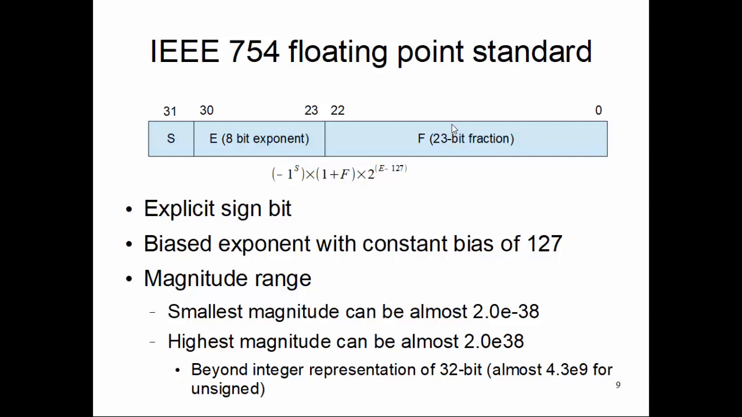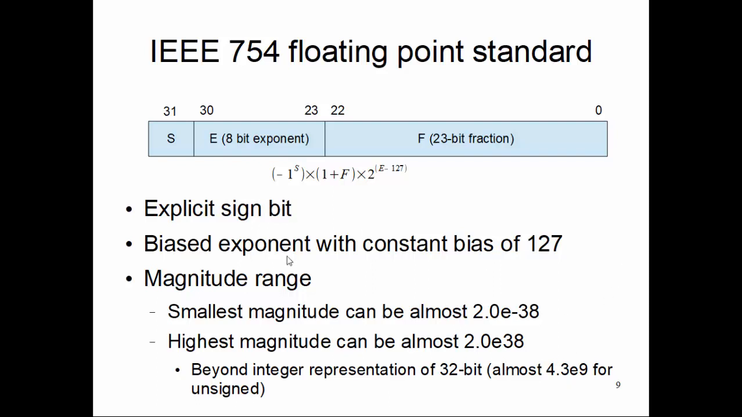And for the magnitude range, the smallest we can represent is almost 2 times 10 to the power minus 38, and the highest magnitude can be almost 2 times 10 to the power 38. The E representation is a computing representation for 10 to the power some value. This range is way beyond the 32-bit integer representation, which is almost 4.3 times 10 to the power 9, if you think of the unsigned value, right?